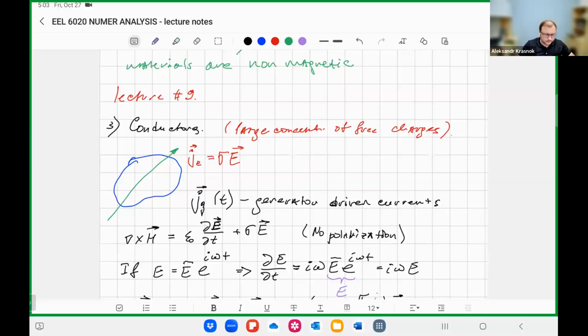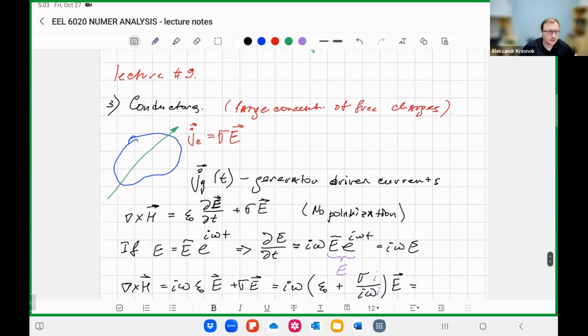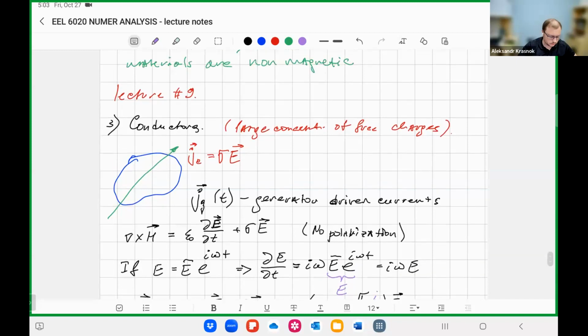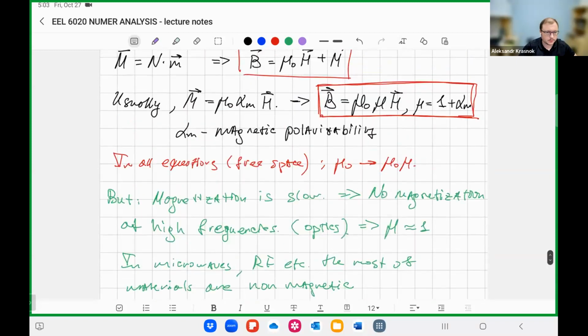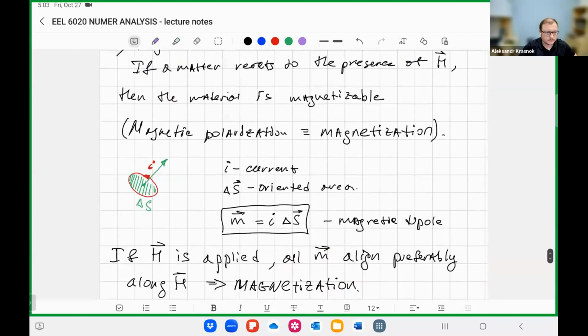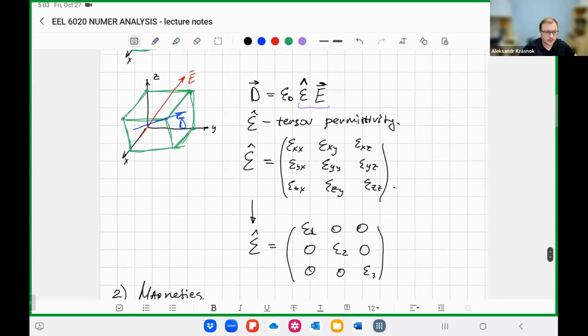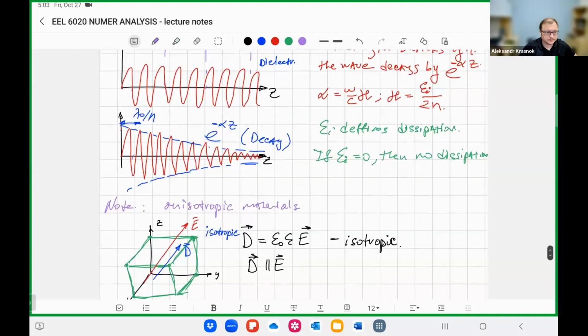All right, good afternoon. Today is lecture number 10. Again, let us briefly recap what we've done last time. Last week we continued our discussion of Maxwell equations in different media.